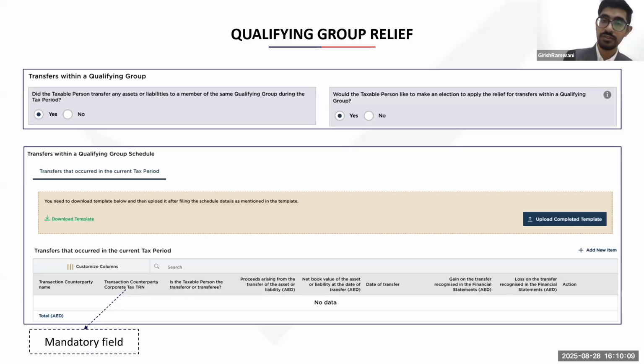So this was in relation to the qualifying group relief. So you need to decide, you need to just analyze if all the conditions are fulfilled during the tax period when the transfer is being made, and whether you want to make that election or not. And accordingly, you need to fill the relevant schedules in your corporate tax return.